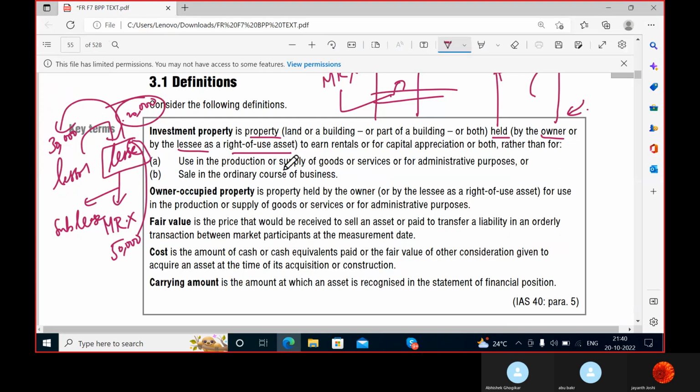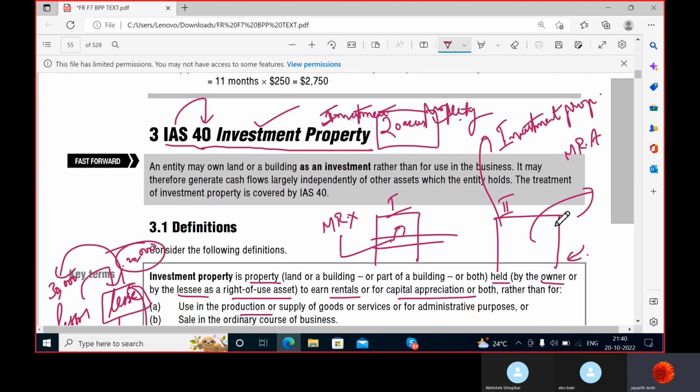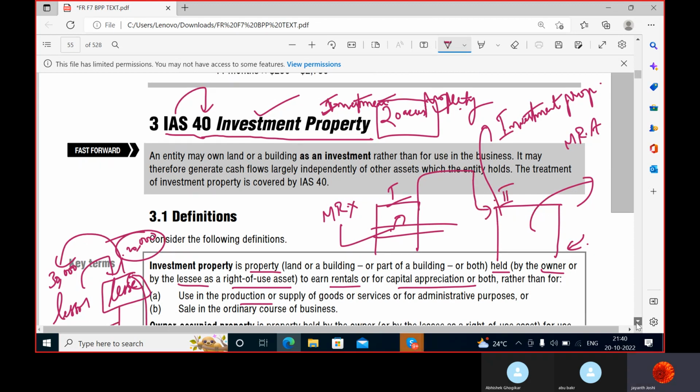So now, let's go ahead. Here, rentals, capital appreciation, everything I have explained to you. Use in the production or supply of goods, rather than for investment. That means the property which I have mentioned here should not be used by you for residence purpose, and also you should not run any business or any factory on property number 2. If you do that, then this property would not be termed as investment property.